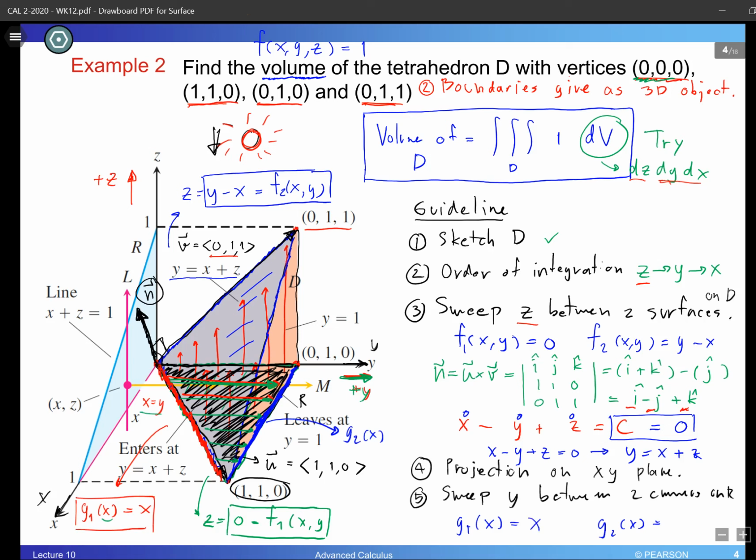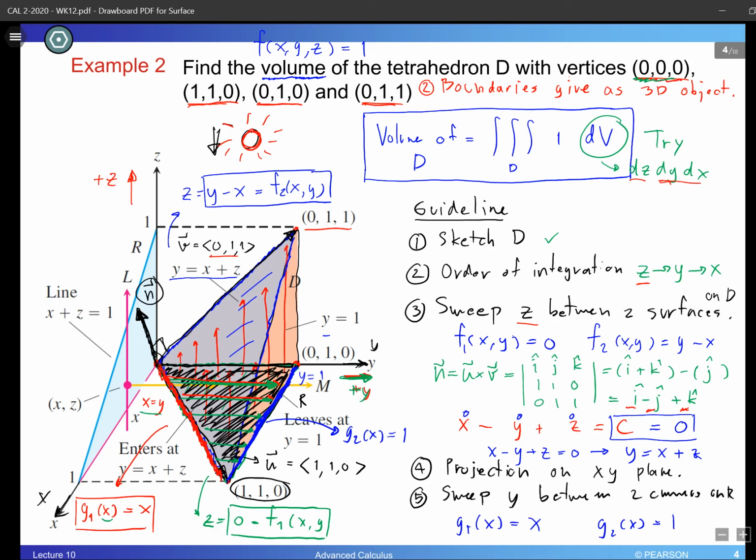What about g2 of x? Let's take a look here. g2 of x is the y value, right? So the y value is constant along this line and it's equal to 1. So with y equal to 1, that is this line. Oh, by the way, this is supposed to be y equal to 1. So we can set g2 of x to be equal to 1 because y is constant along this line. So we found g1 of x and g2 of x.